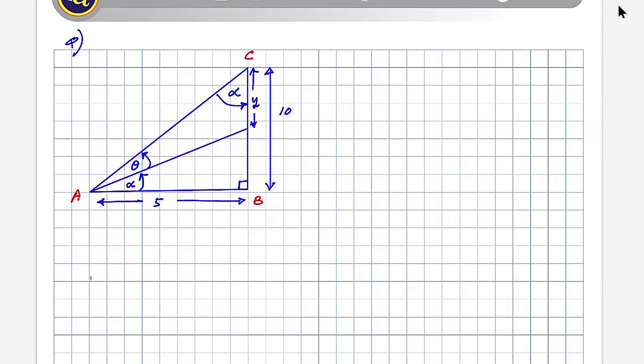What you need to find, carefully do this. These are good questions for you to improve. What you need to find, this is A, B, C, and I would say this is D as well. What you need to find: find AD, DB, CD lengths.